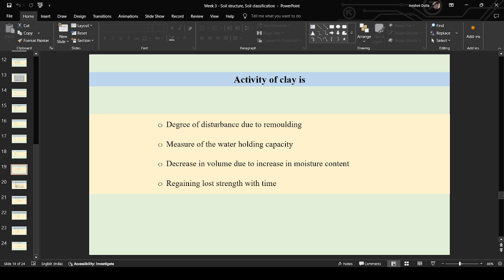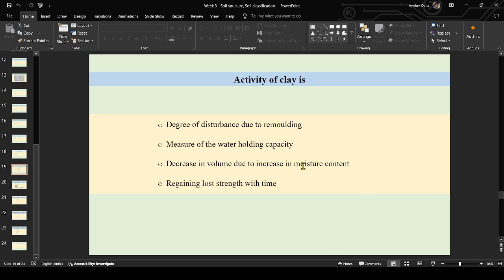I repeat the question. Activity of clay is: degree of disturbance due to remolding, measure of the water holding capacity, decrease in volume due to increase in moisture content, last option is regaining lost strength with time.